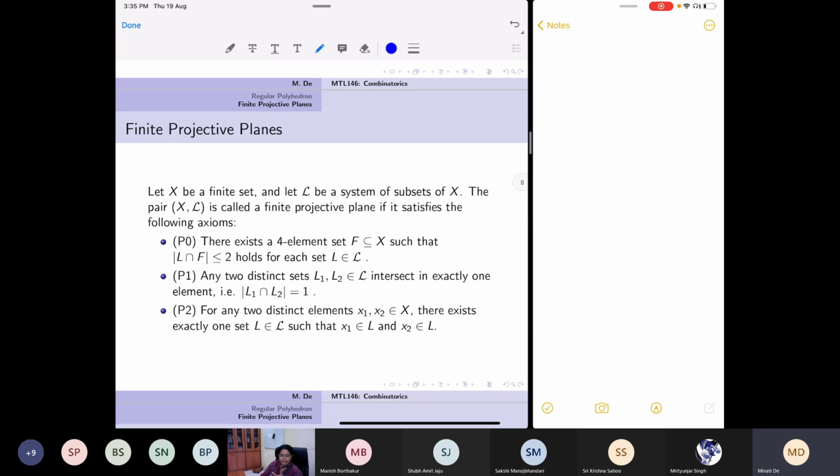The second axiom says if you consider any two distinct sets from the set system, then they intersect in a unique element. In other words, the cardinality of the intersection of L1 and L2 is exactly 1. Similarly, if you consider any two distinct elements from the given finite set, there is exactly one line through them, and that line should be in your set system.